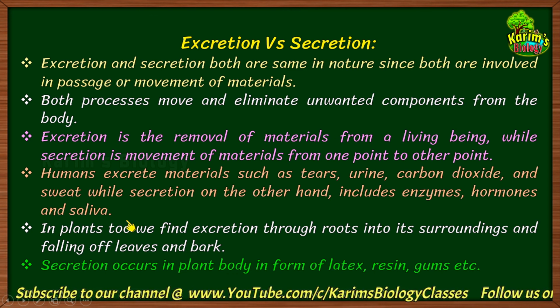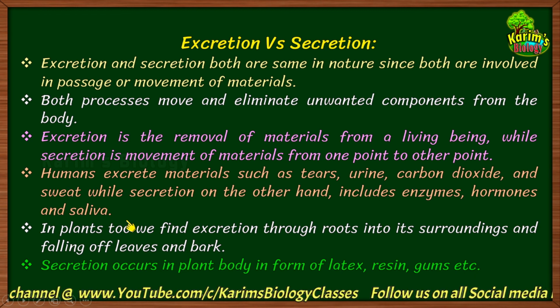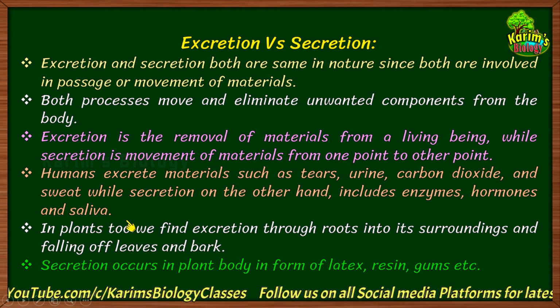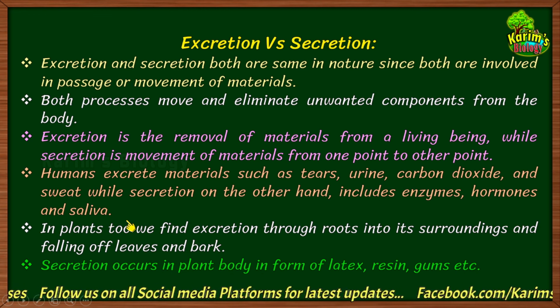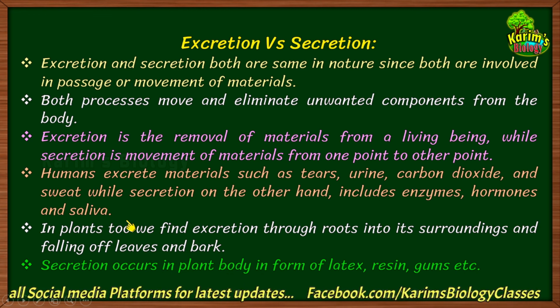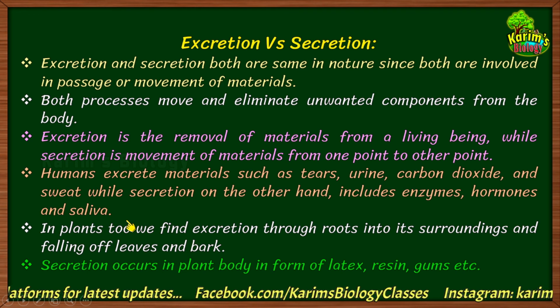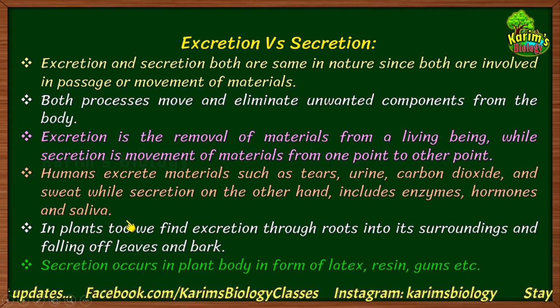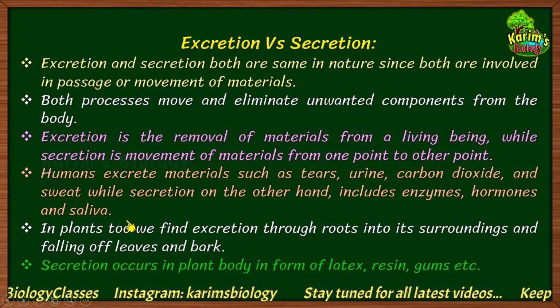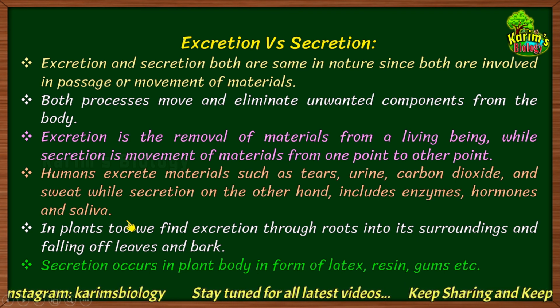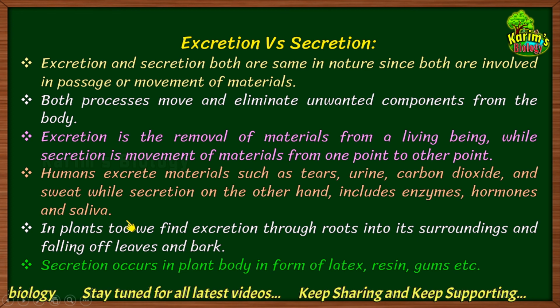In plants also we have seen excretion. In the previous class I told you how plants excrete. Through roots also, plants excrete some substances into the soil. And secretion also occurs in the plant body in the form of latex, resins, gums. We have already discussed them. Okay children, that's about excretion and secretion, and by this I conclude this lesson, excretion, the waste disposing system.